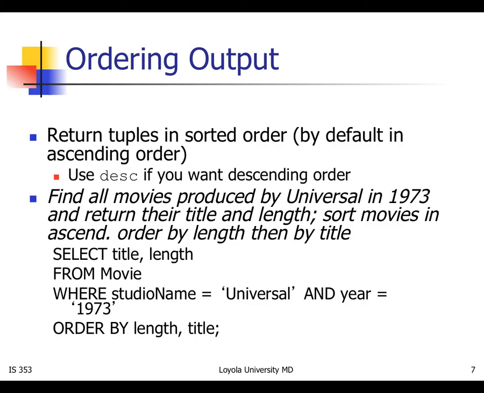Let's find all movies produced by Universal in 1973 and return their title and length. Sort movies in ascending order by length, then by title. So if you look at this SQL, you're selecting title and length for a movie, and now you'll see the where and an and statement. So where studio name equals Universal and year equals 1973, because it's looking for those two conditions. And then order by length and title.